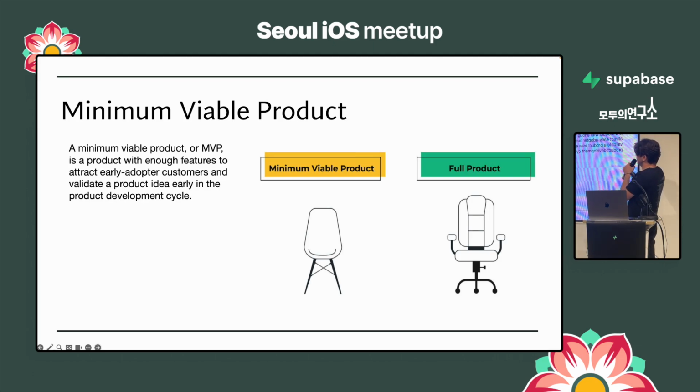And actually, a minimum viable product is a product with enough features to attract early adopter customers and validate a product idea early in the product development cycle.